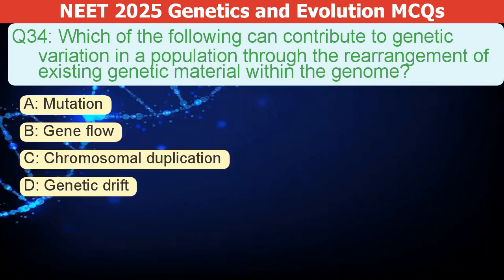Which of the following can contribute to genetic variation in a population by rearranging existing genetic material within the genome? A. Mutation. B. Gene flow. C. Chromosomal duplication. D. Genetic drift.